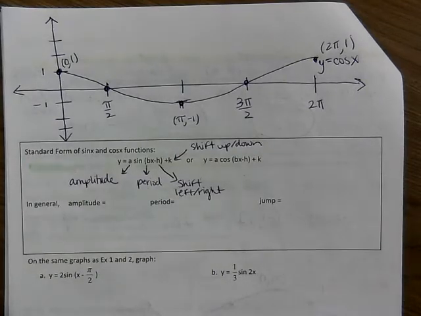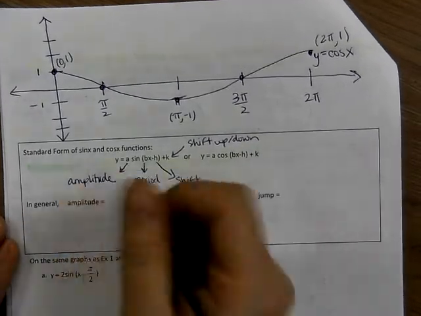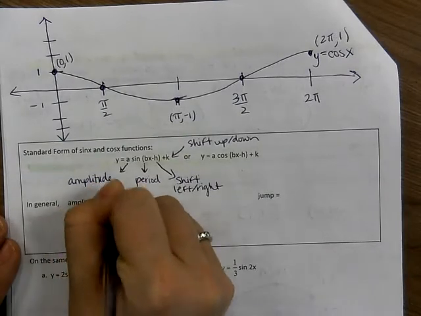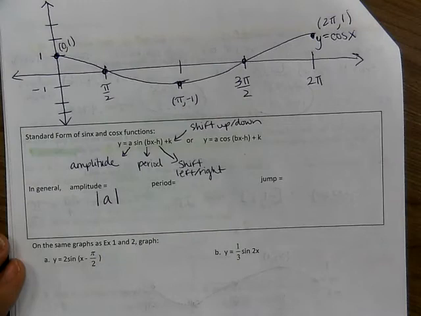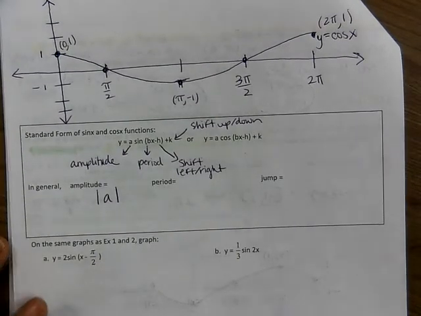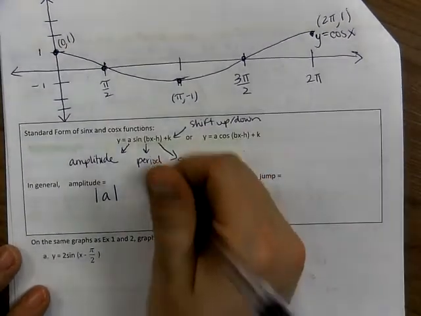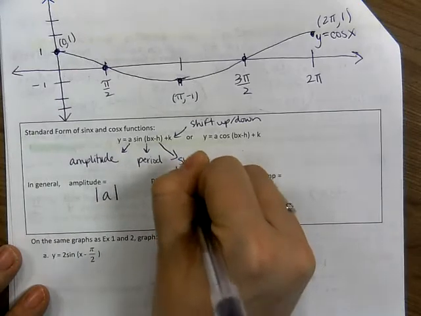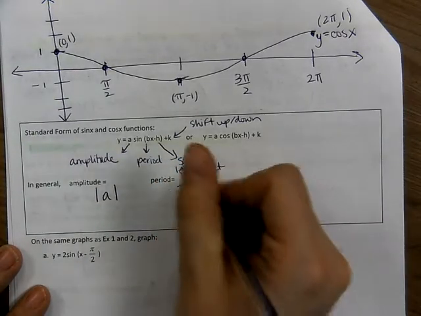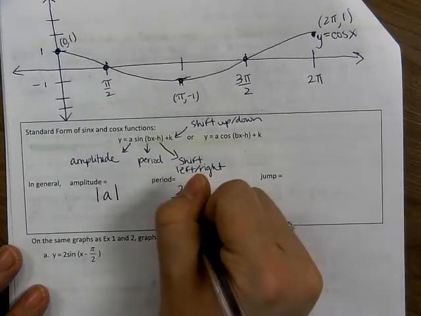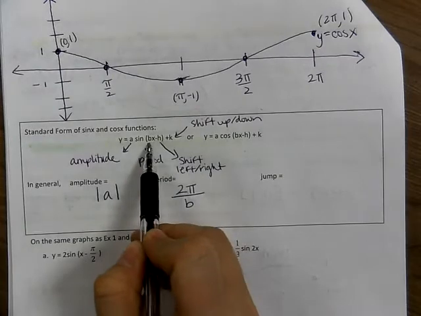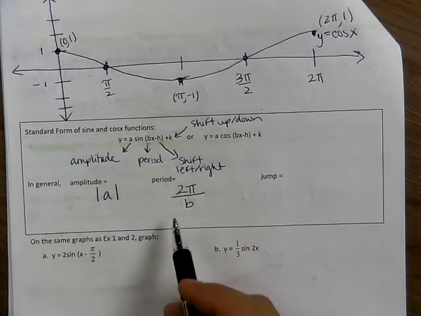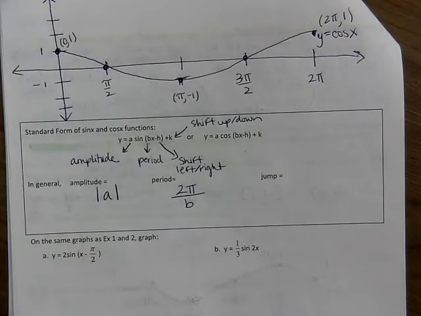Okay, in general, to find the amplitude, you're going to take the absolute value of A, okay? So amplitude is always a positive number. The period, like we talked about before, is 2 pi divided by B now, okay? So 2 pi is the normal parent function's period, but if I change it with a number, then you have to divide by B to figure out the new period.